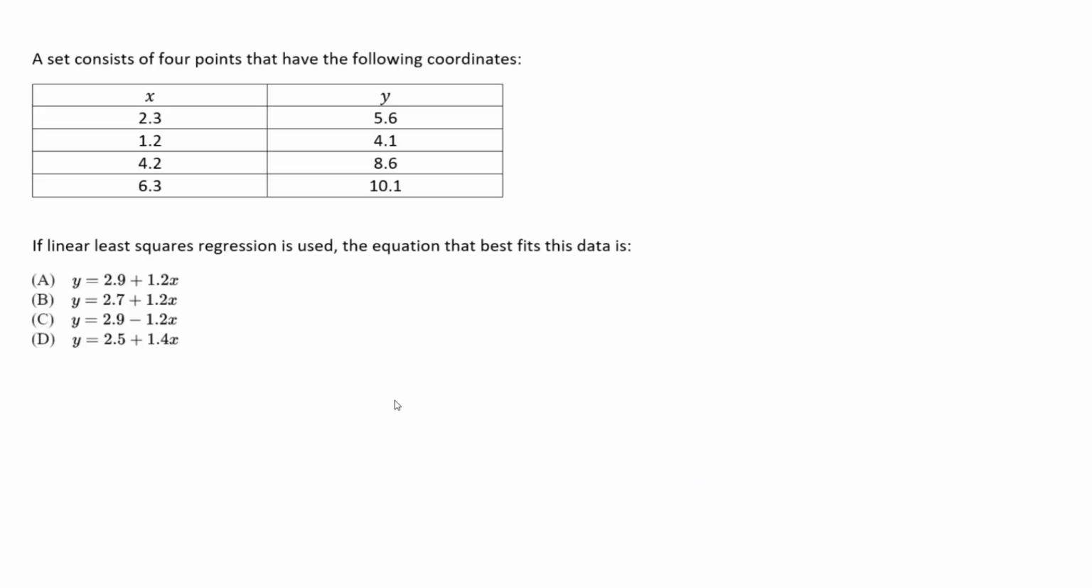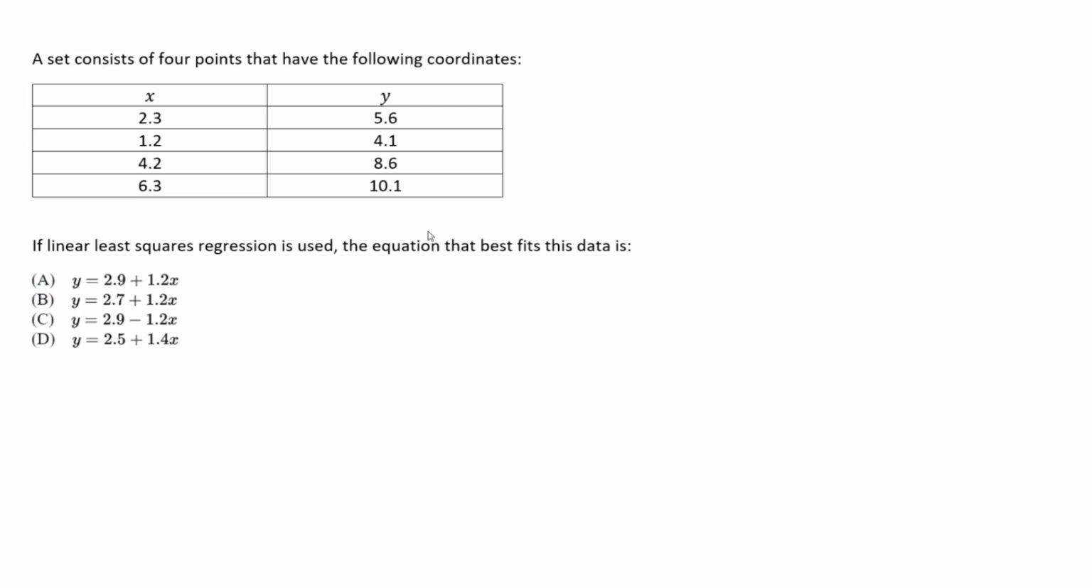Okay, so I want to do an example for probability and statistics using the linear least squares regression method. For this example, we're told a set consists of 4 points that have the following coordinates. So we have the x coordinates and the y coordinates. We're told if a linear least squares regression is used, the equation that best fits this data is most nearly what? So what's the equation here? A, B, C, or D?